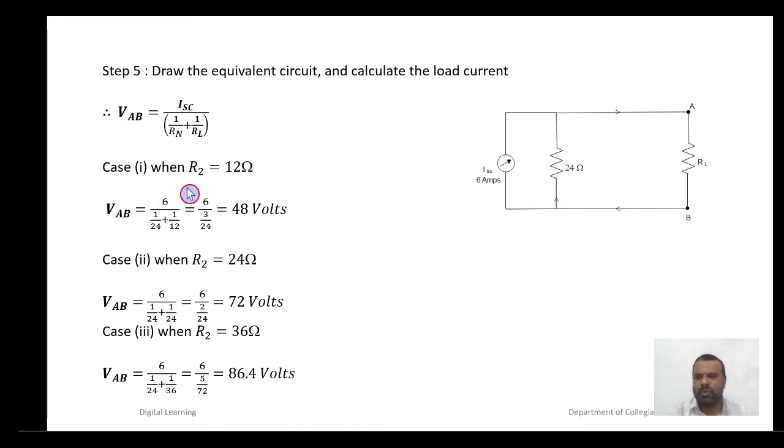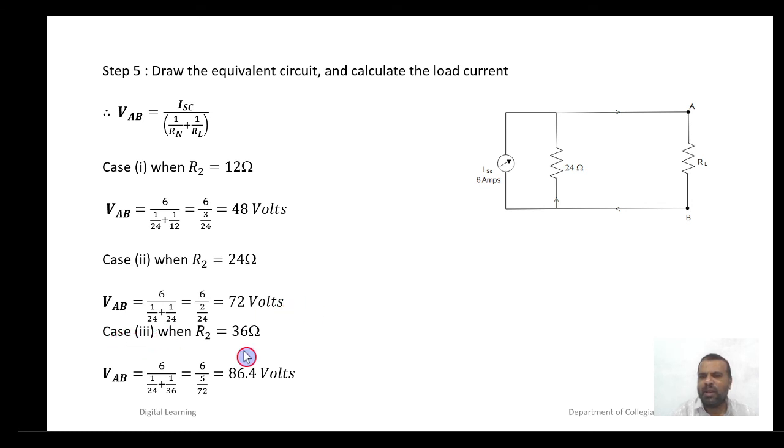VAB is equal to 6 divided by 1 by 24 plus 1 by 12. That is equal to 6 divided by 3 by 24. That is equal to 48 volts. Case 2, when R2 is equal to 24 ohms. VAB is equal to 6 divided by 1 by 24 plus 1 by 24. That is equal to 6 divided by 2 by 24. That is equal to 72 volts.